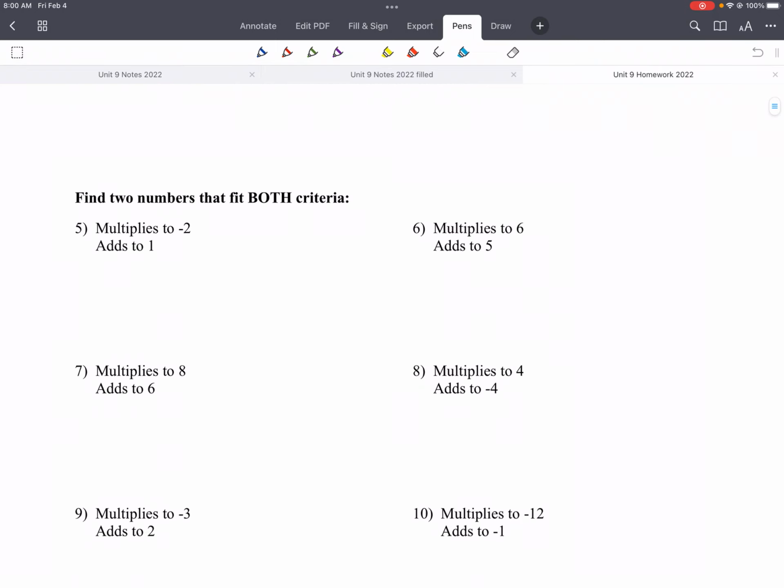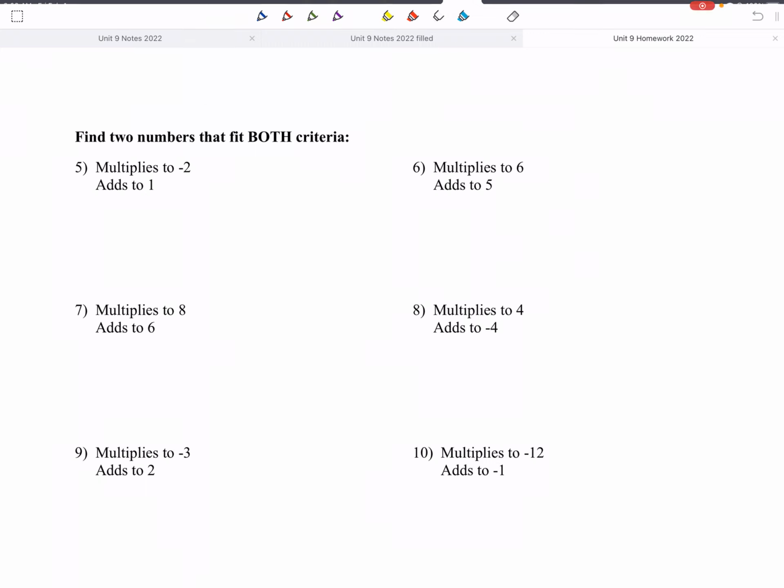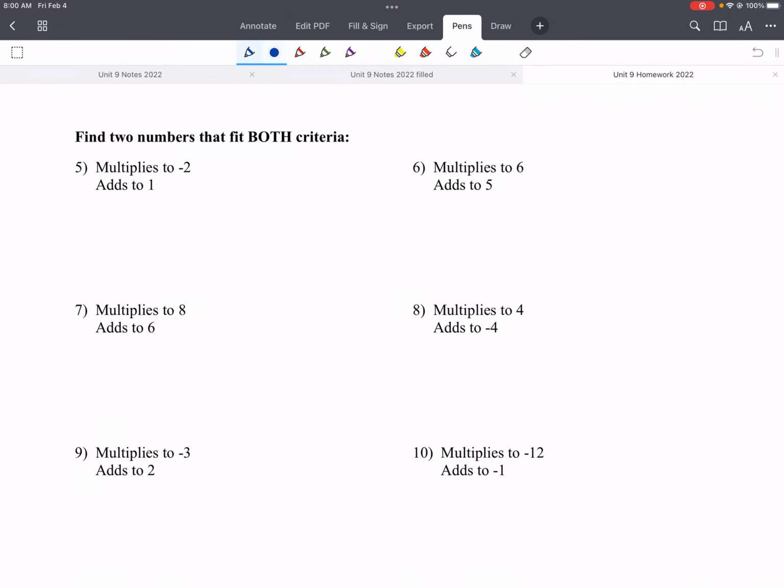And then here we got these where I want you to find the 2 numbers that fit both criteria, okay? So if you want to write down this, like that times that equals negative 2, and that plus that equals 1, you're welcome to, but when we're all done, we should say, oh, our answer is going to be number and number, okay?